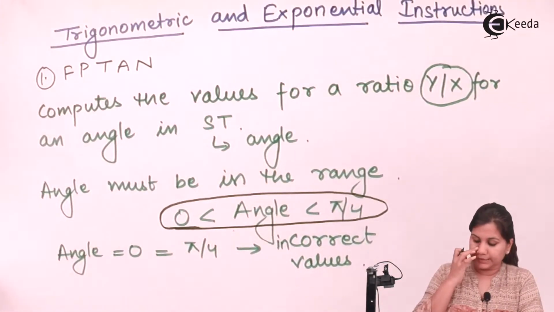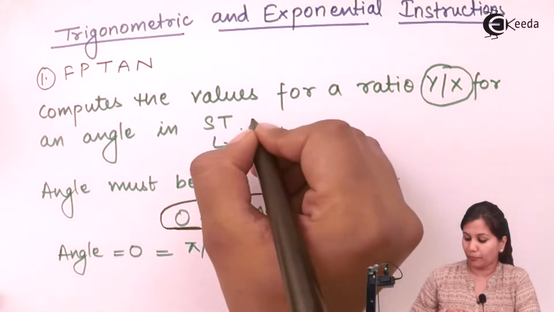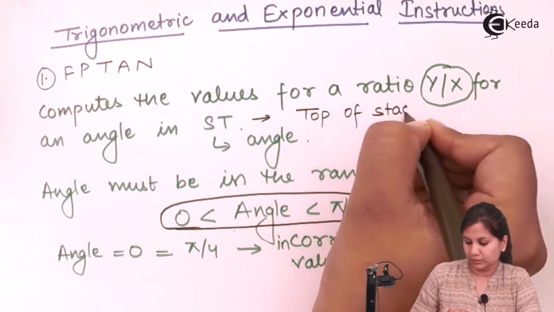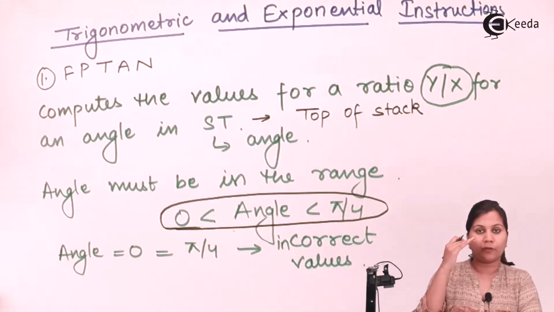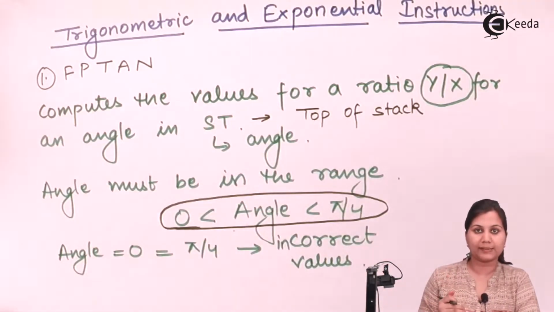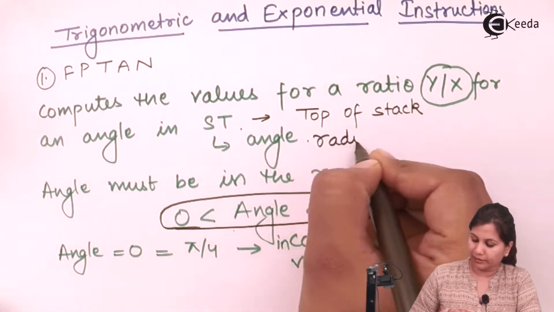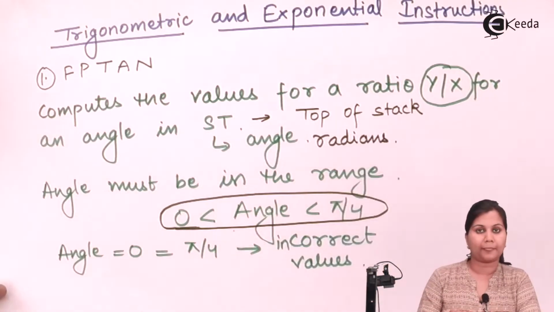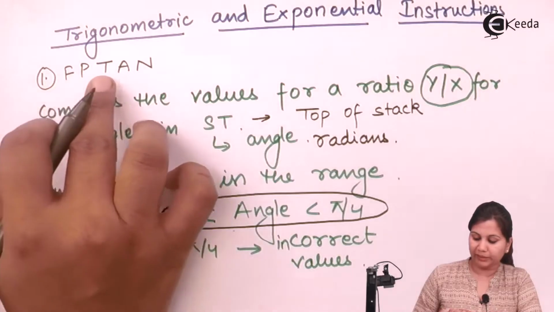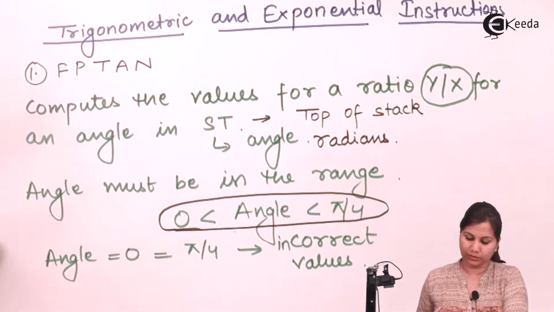Now this angle which is specified in ST, ST is the top of the stack. The register from where the stack is starting, where the stack pointer is pointing, is called ST. Now this angle should be expressed in radians. So this was the first instruction, FPTAN. TAN is for tangent.